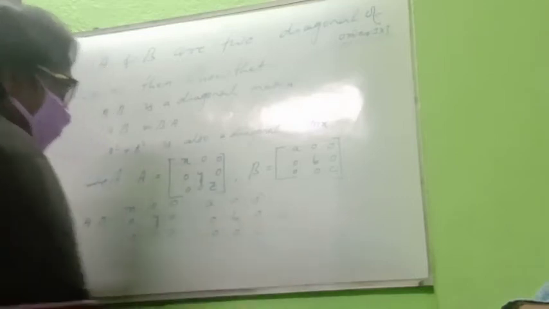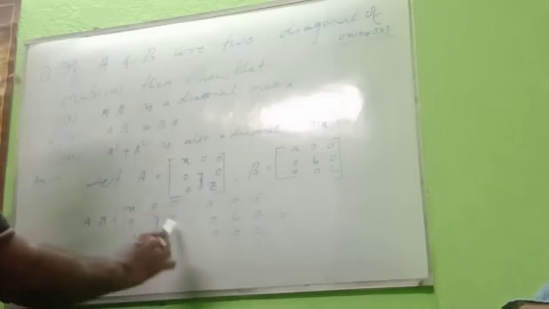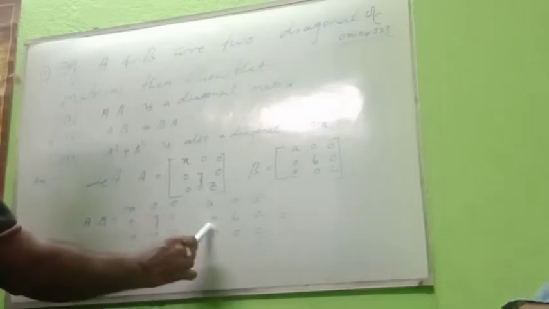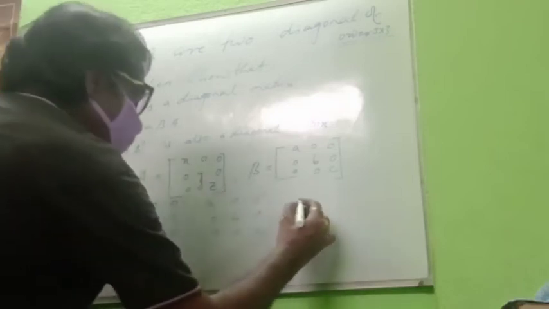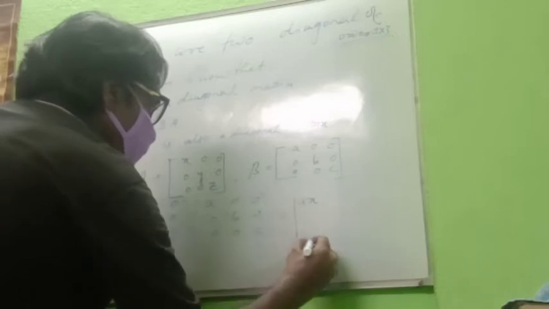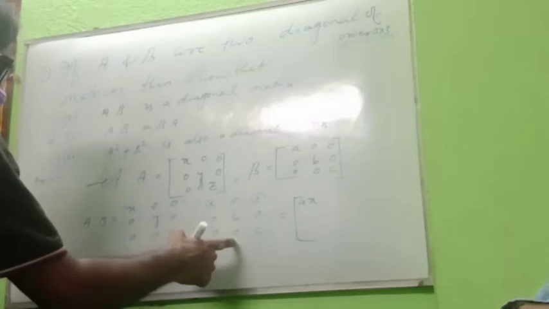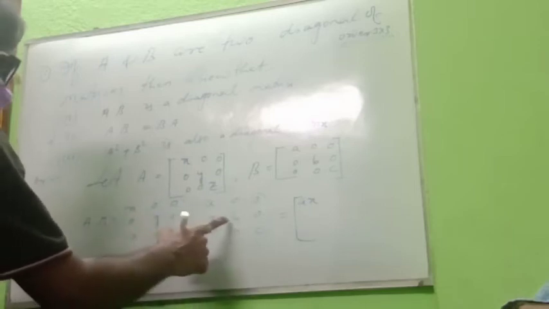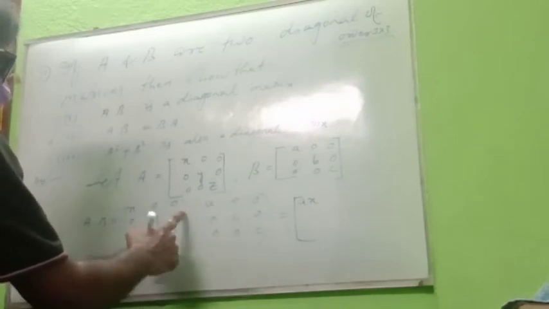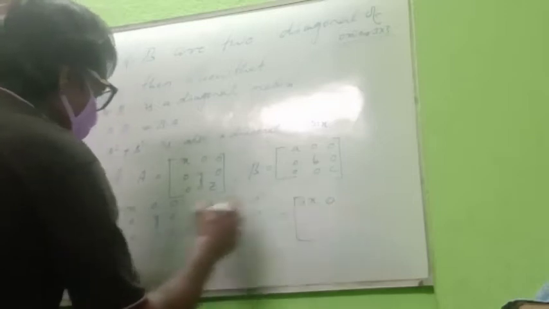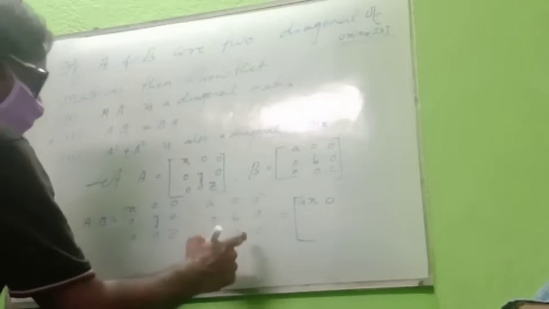If I multiply, what result will I get? You know how to multiply? First row with first column: x into a, 0 into 0 plus 0 into 0, all will be 0, so finally I will get ax. Now if I multiply first row with second column, I will get x into 0, 0 into b, and 0, so this will be 0. Again, first row with third column, all will be 0.